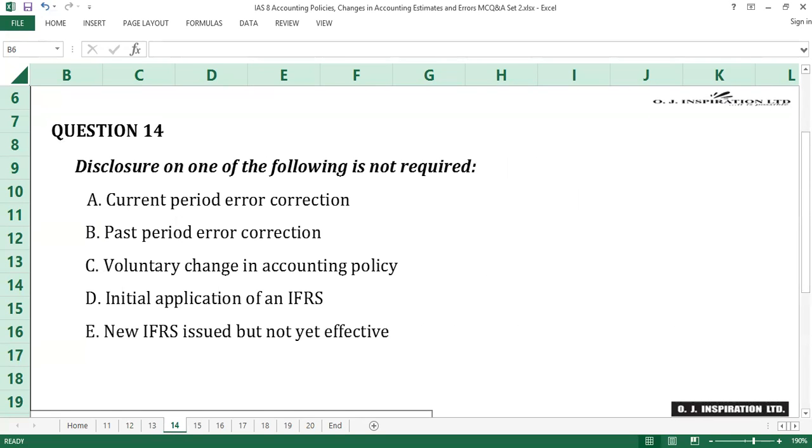Question number 14. The answer to question number 14 is A, current period error correction. Disclosure is not required on or about current period error correction. Current period errors discovered are corrected before financial statements are authorized for issue. A is the answer to question number 14.